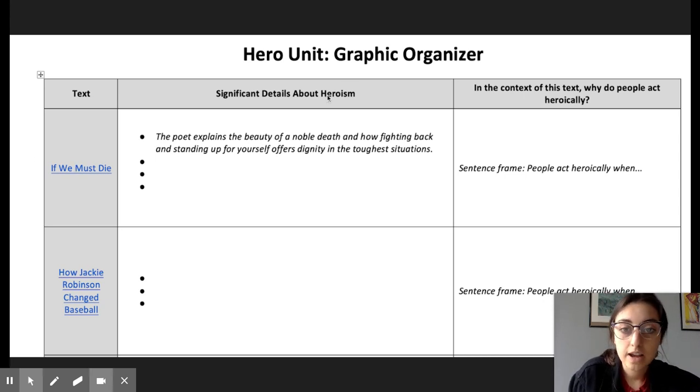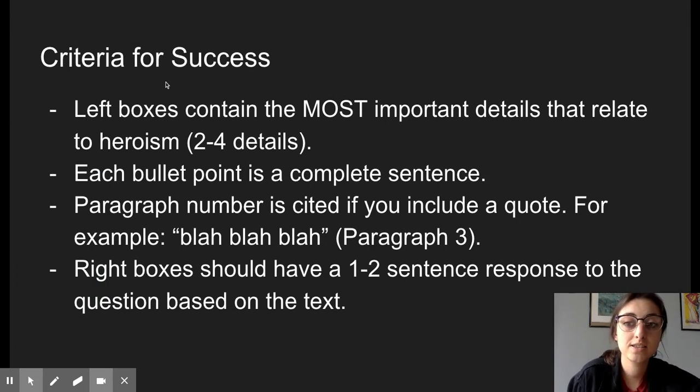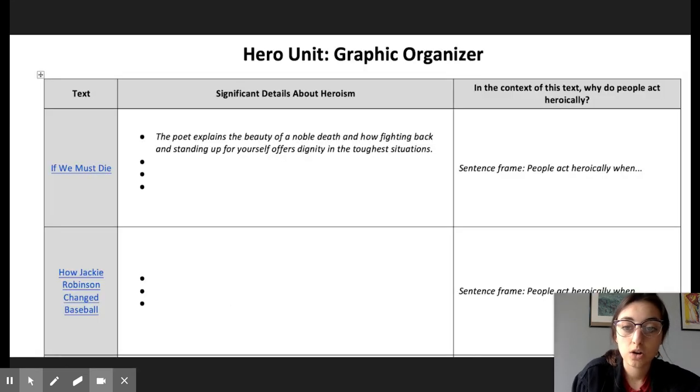On the next slide is your criteria for success. These left boxes should contain the most important details that relate to heroism, 2 to 4 details, okay? Each bullet point needs to be a complete sentence, and then your paragraph number needs to be cited if you include a quote. For example, the quote would be whatever the quote is, and then in parentheses, it would say paragraph 3 with a period after that, okay? All the right boxes should have a 1 to 2 sentence response to the question based on the text. So all of these are going to have complete sentences. If it has a quote, paragraph number, and then this one is just 1 to 2 sentences of why people act heroically.